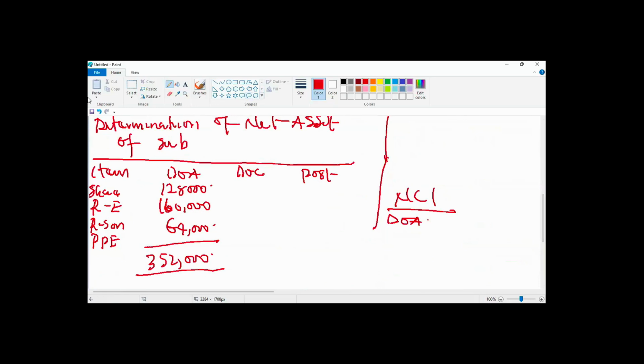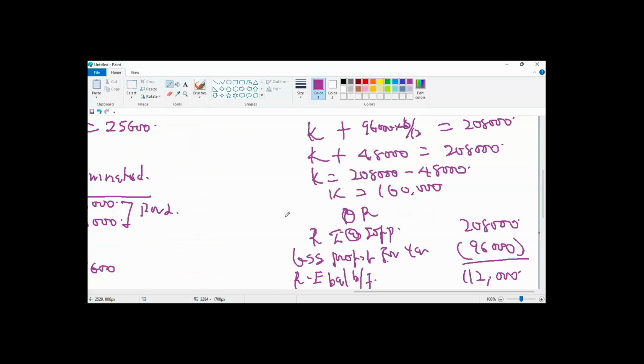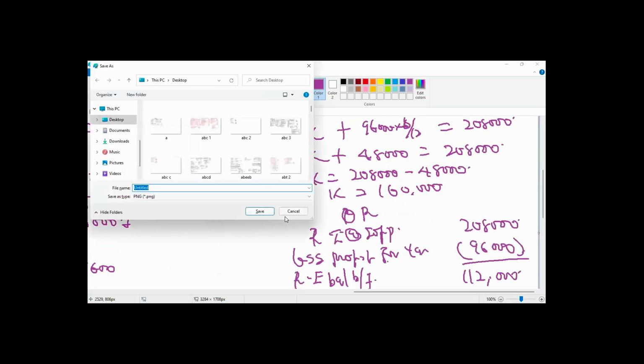There's no more space. I need to send the working to the group. Okay, let me quickly do that. Let me save this and send to the platform.